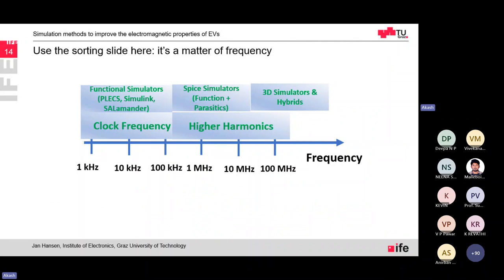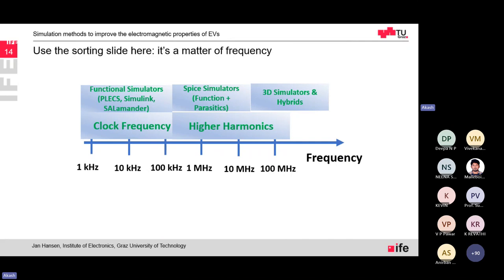The choice of the simulation that you choose is a function of the frequency that you are looking at. Here, several frequency regions are displayed, and there are certain simulators that you are supposed to use if you want to have an answer to all these questions. At very low frequencies, this is more or less functional simulation. This is what power electronics people do. They use tools like Plecs, where you can really monitor what the hardware does. So this is function, not electromagnetics.